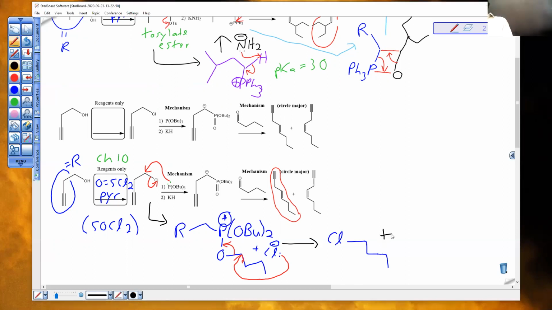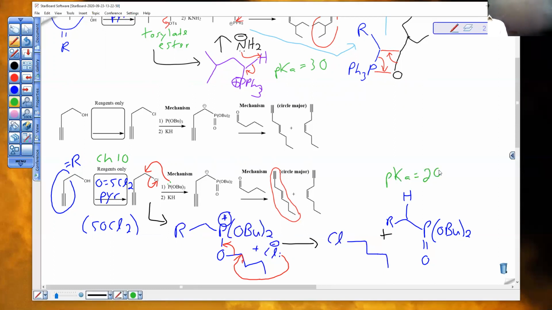this species here, P double bond to O. It's got 2 OtBu groups left. It's got our bond to C that has R, and an H. What's the pKa of the H this time, keeping in mind that it can resonate with the O? The pKa this time is 20.